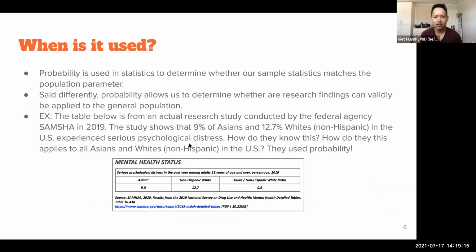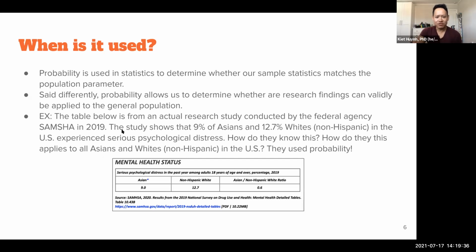Okay. So when are probability or proportions used? Like I mentioned earlier, probability is used to determine whether a sample statistic matches the population parameter. It lets you know how accurate your research is, whether it can be applied, and whether it can be generalized to the population.